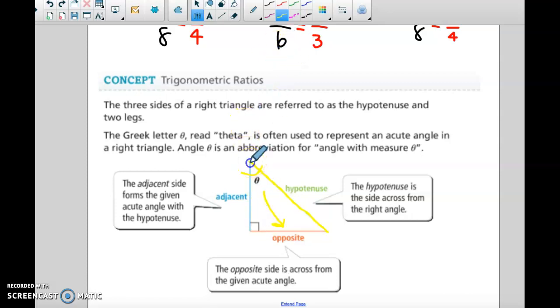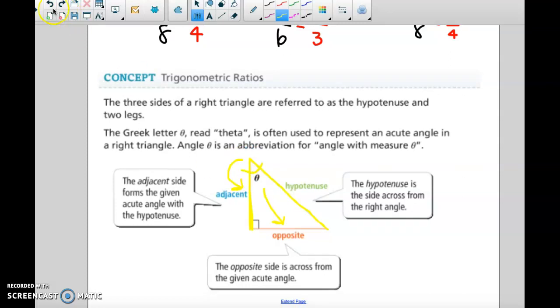And then adjacent is right next to the angle, okay? So think about Mr. Donnelly's room being adjacent to my room. He's right next to my room, okay? So think about those as ways to remember these. Opposite is across from the angle. Adjacent is literally right next to the angle.